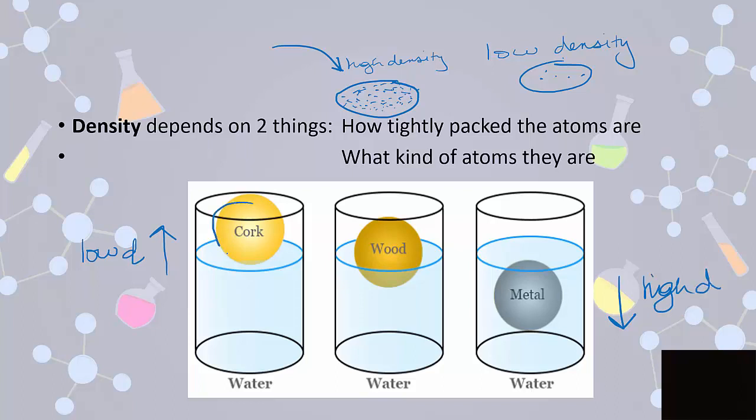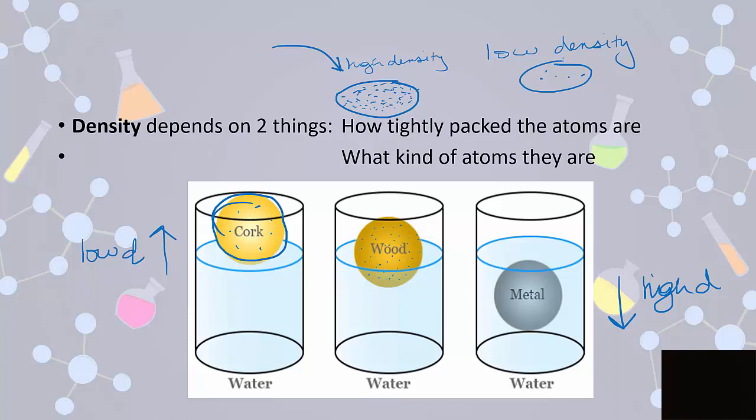What we know about this cork ball is that it has few atoms in that volume, and the atoms are not super heavy atoms. Wood is going to have its atoms a little bit more tightly packed. The atoms are probably similar because cork and wood are both plant-derived substances, so probably similar types of atoms, but they're going to be closer packed together in wood. And that's why the wood will sink a little bit below the water level.